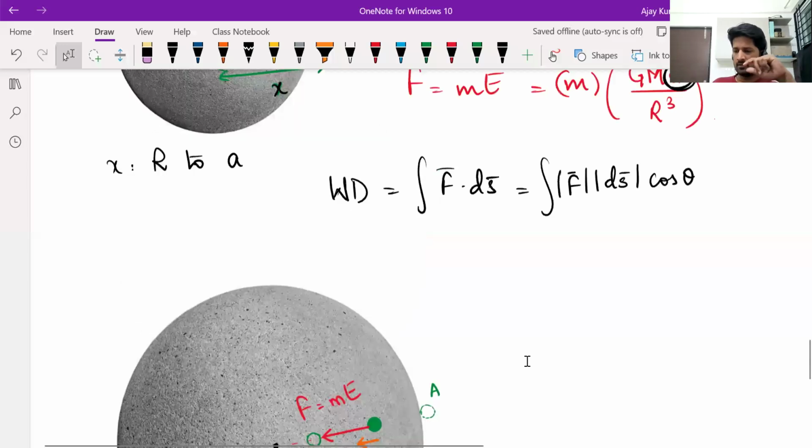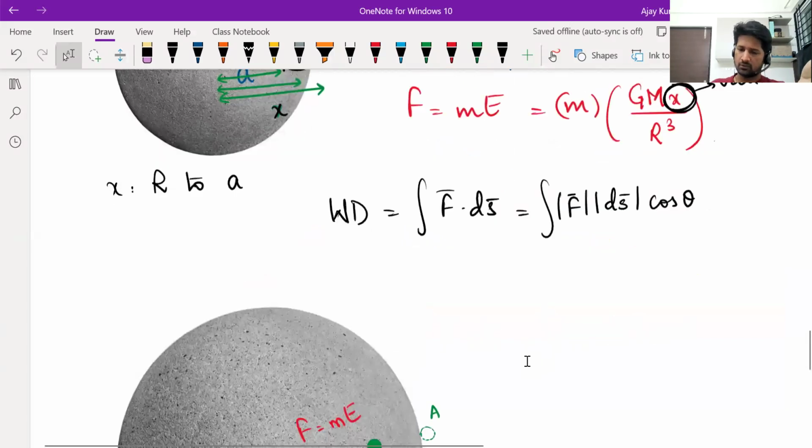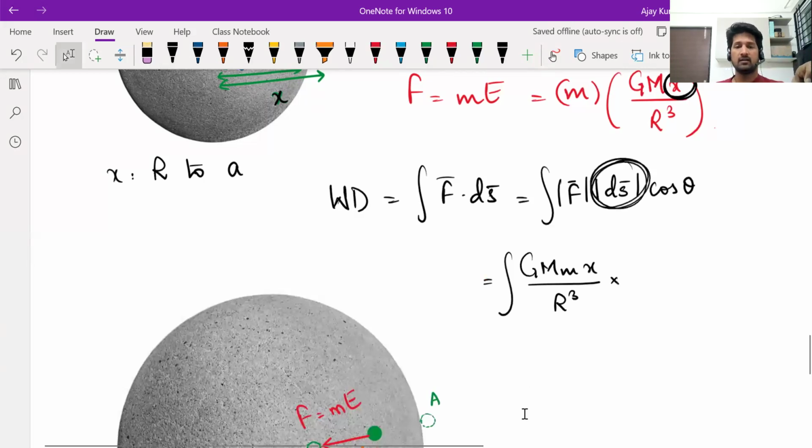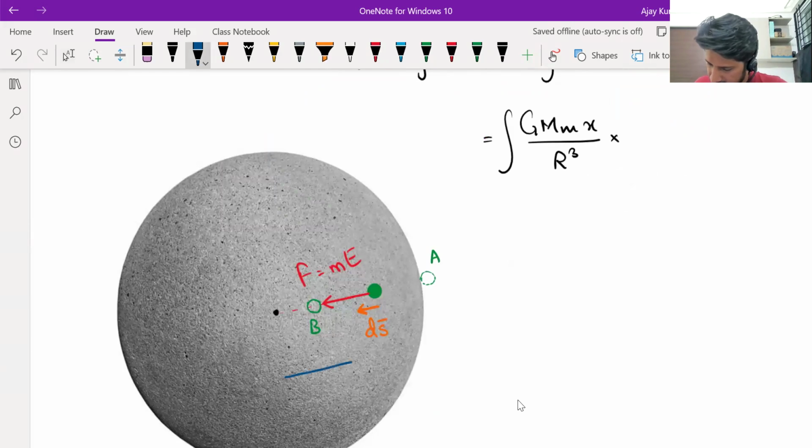Now, we know the field magnitude. Multiply with mass, you will get the force magnitude. So force magnitude is known to us. Let's write it as it is: G, capital M, small m, x divided by R cube. That's the magnitude of force. We next have to multiply it with the magnitude of displacement. Now x here is a variable. So integration will be possible only if you express the displacement in terms of dx. What is x? x is the distance from the center to the position of the particle at any instant. That is what we are calling x.